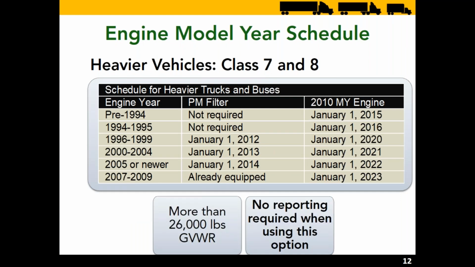And that column was put there because for the heavier vehicles, we required them to be filtered with retrofit diesel particulate filters prior to the date they had to be turned over to 2010 engines. So you had a double requirement here. You read it the same way. Let's go with our 2004 engine right there. That's down on, what is that, the fourth row down. That had to have a filtration system installed on it by January 1st of 2013.